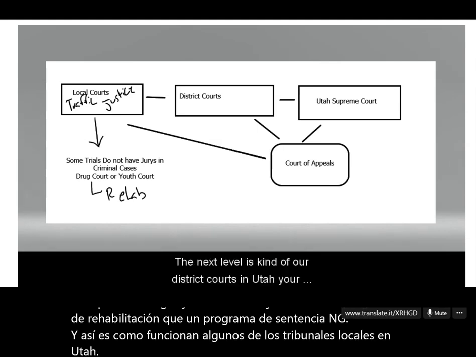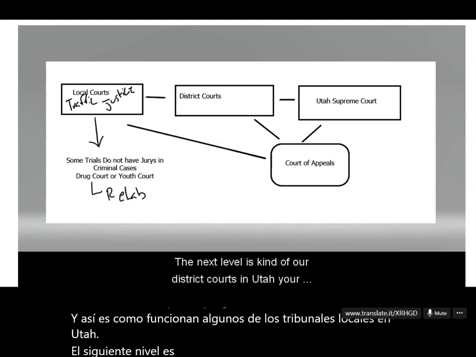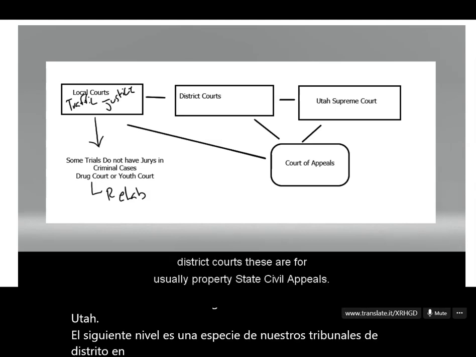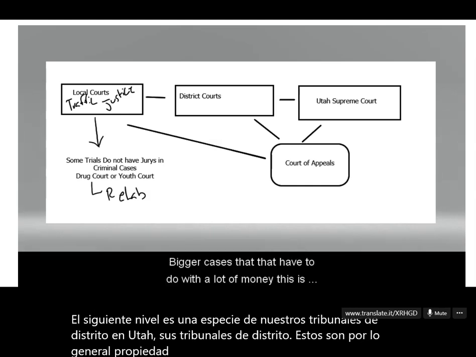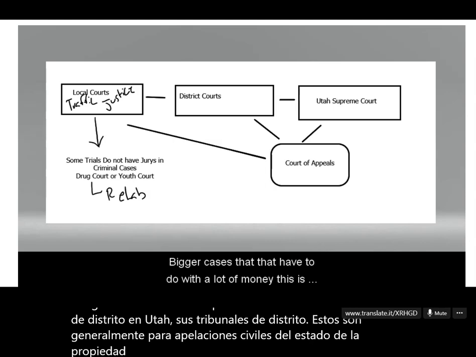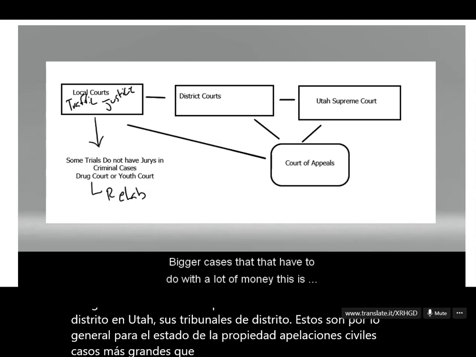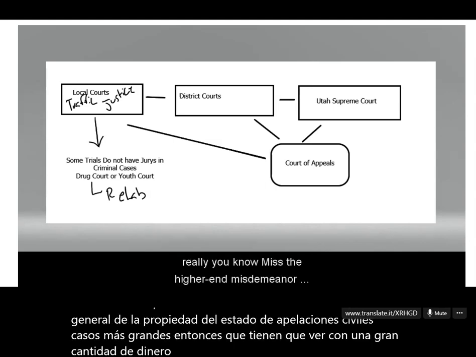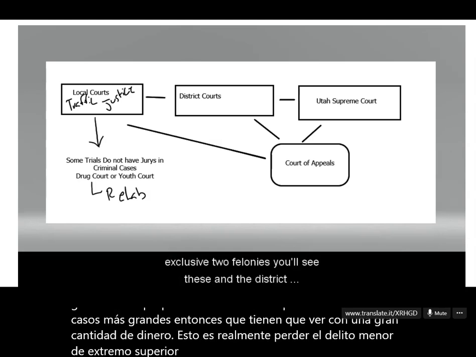The next level is our district courts in Utah. Your district courts are usually for property, estate, civil appeals, and bigger cases that have to do with a lot of money. This is really the higher-end misdemeanors exclusive to felonies. You'll see these in the district court.